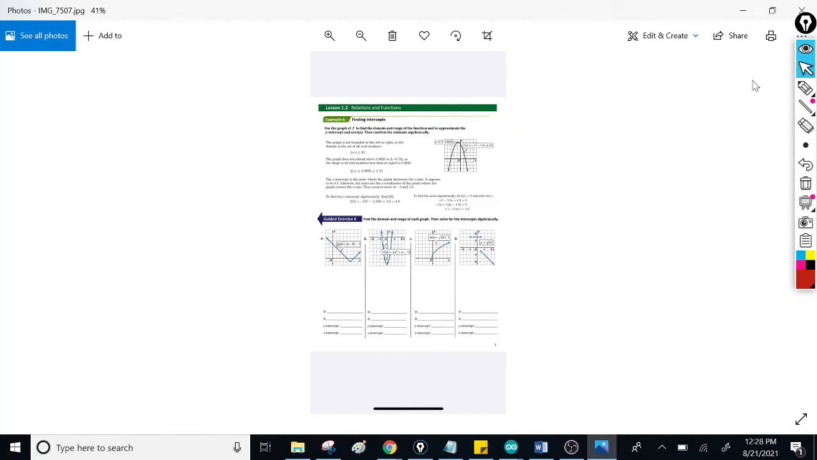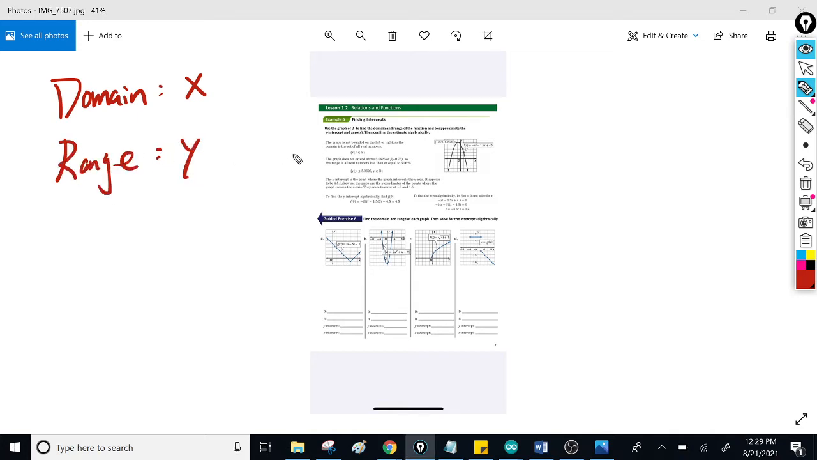Okay, so let's talk about domain and range. Domain is going to be all your x values, all the x values. And range is going to be your y's. So let's take a look at this example very quickly.